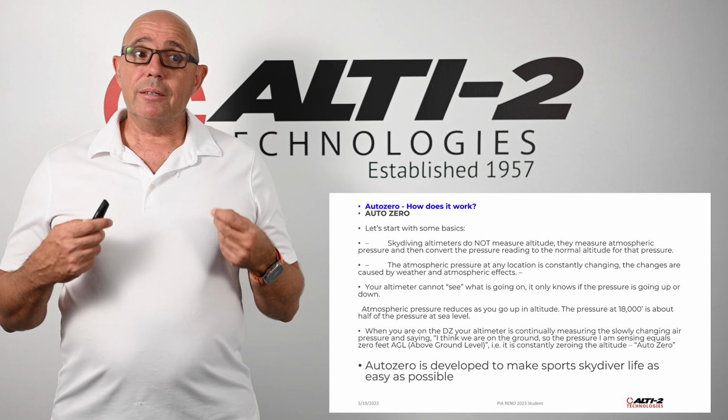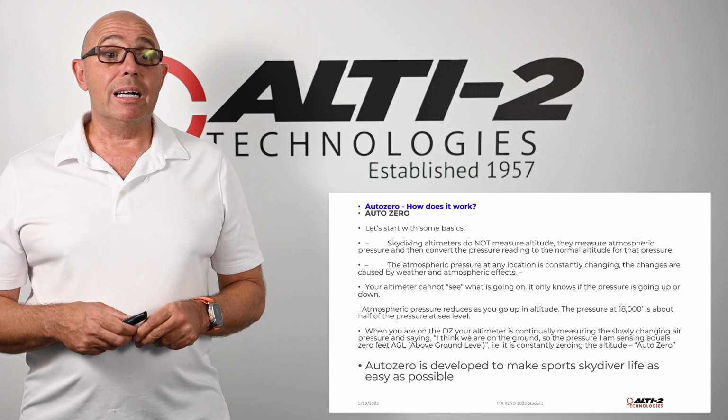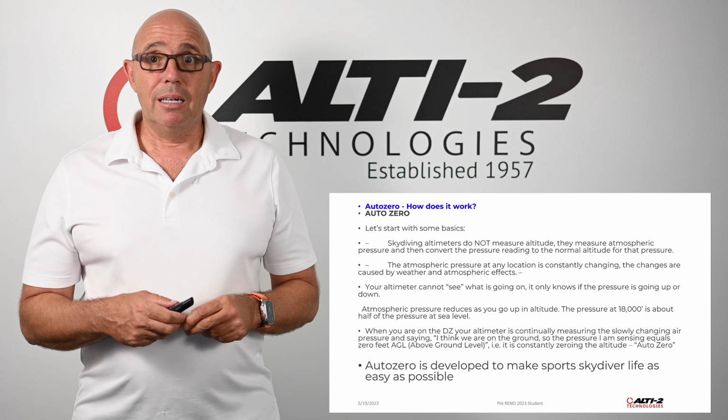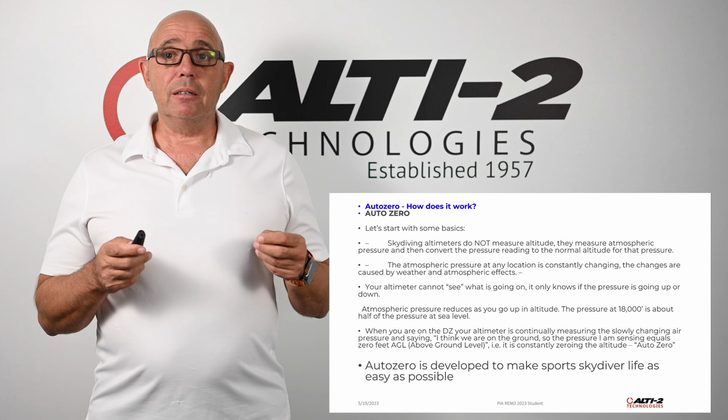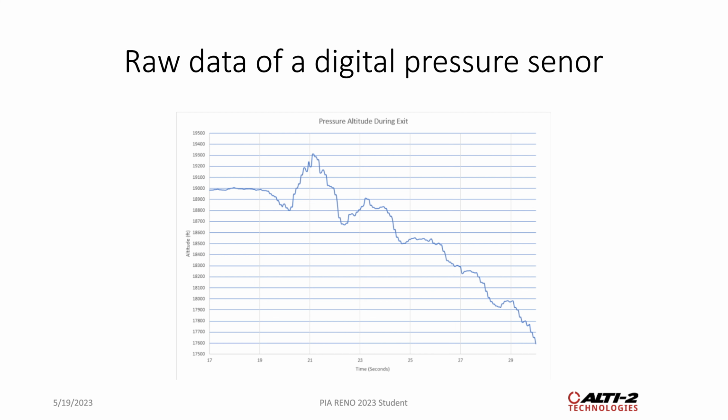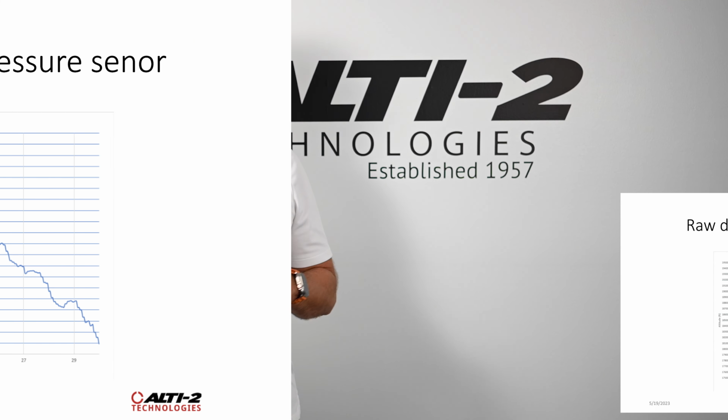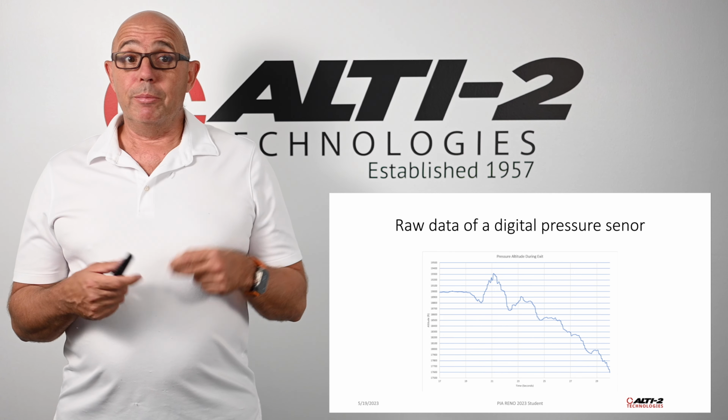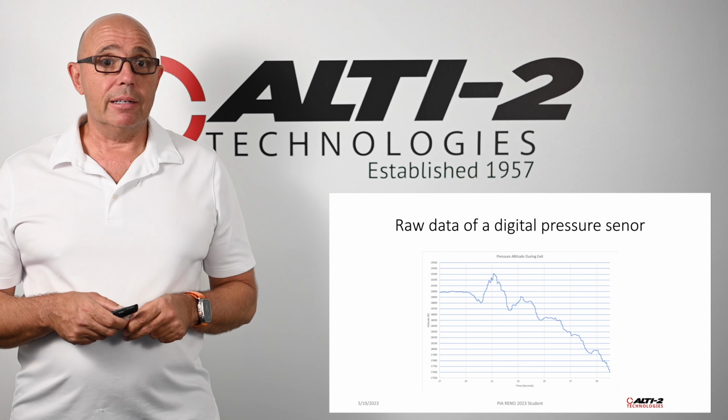To make it 100% clear, AutoZero is developed to make sports skydivers' life as easy as possible. You cannot use it in a technical skydiving environment. More on this later. So here we have a graph of the raw data of a digital pressure sensor, actually a jump from me at Skydive Paris last October on a world record event. And you see it was a jump from 18,000 feet above ground level, 19,000 feet above mean sea level, because Skydive Paris has that altitude.